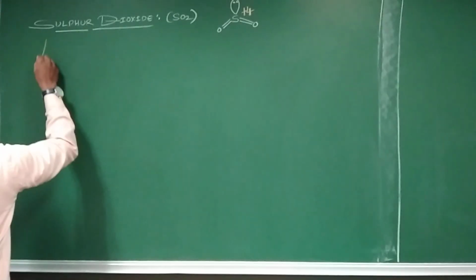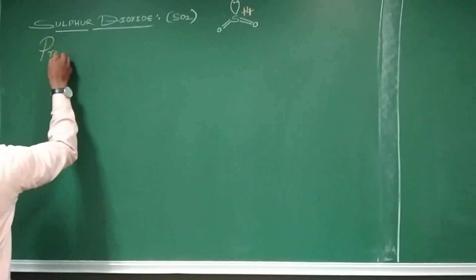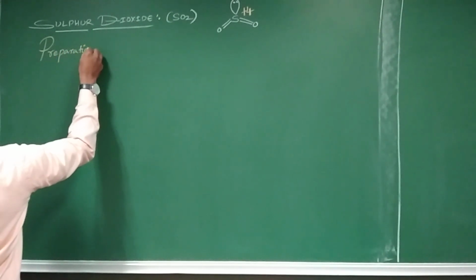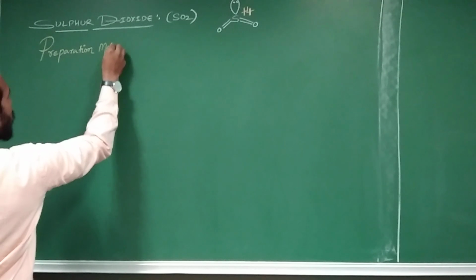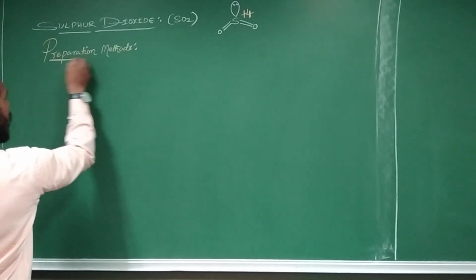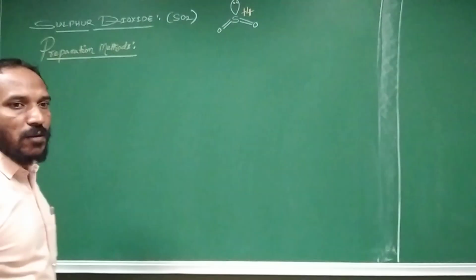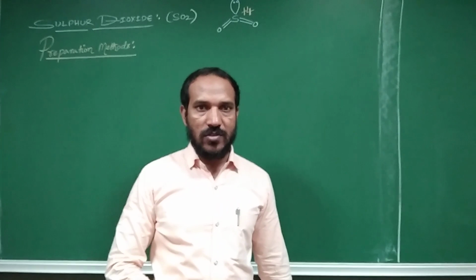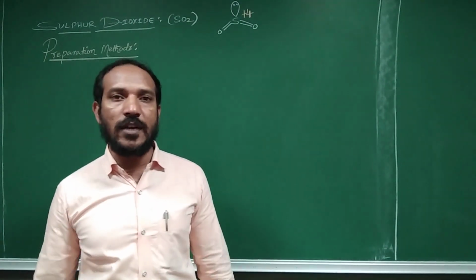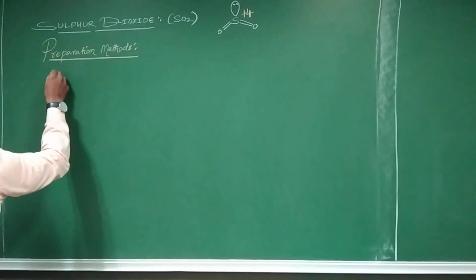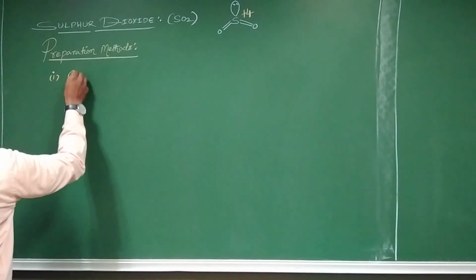Okay. Next we are going to deal with the preparation methods of sulfur dioxide. How many preparation methods are we going to deal with? Of these, a few are laboratory methods and a few are industrial methods, which can also be called commercial methods. The first method is oxidation of sulfur.